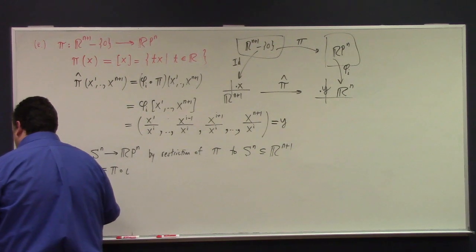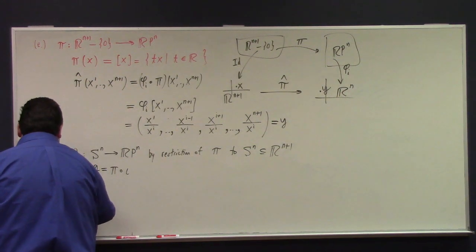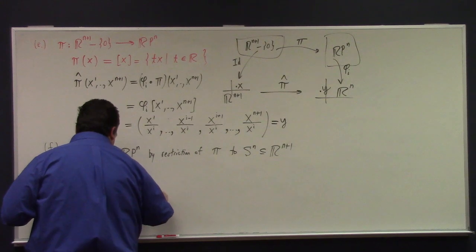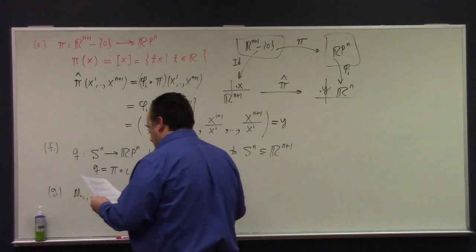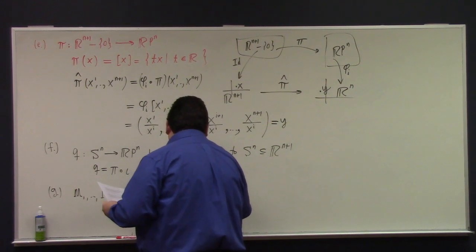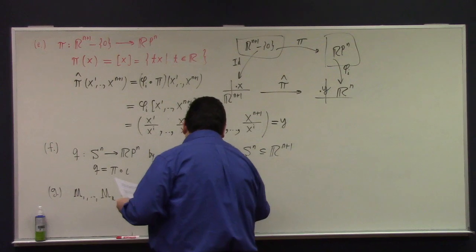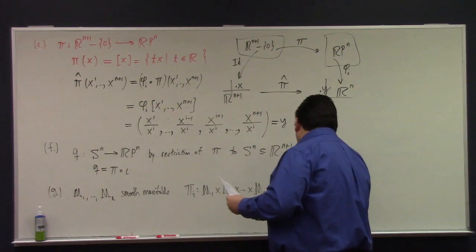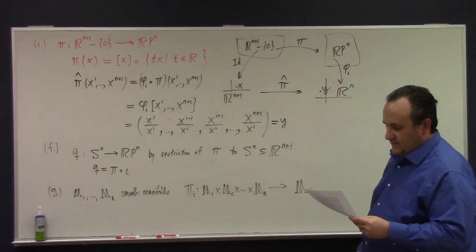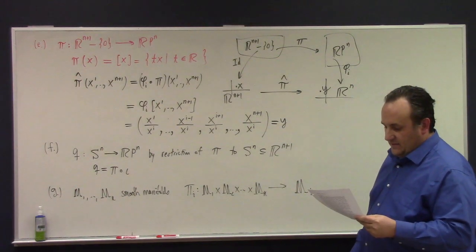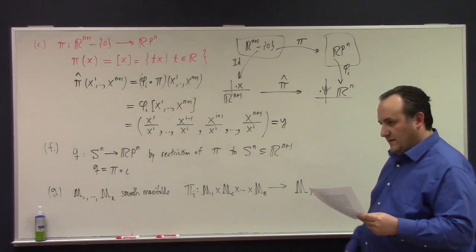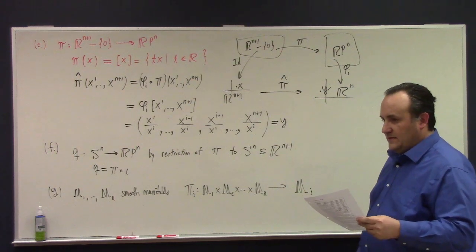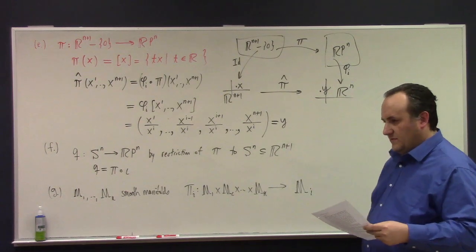And then finally, if you have M1 through Mk smooth manifolds, then if you look at the ith projection map from the Cartesian product of these, he says that's smooth because its coordinate representative in any of the product charts, where we define the product chart on the Cartesian product of k smooth manifolds, is exactly just the coordinate projection. In other words, it's pretty obvious that this is smooth if you just look at the coordinate representative.